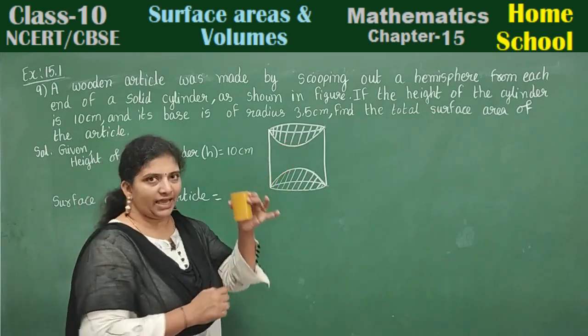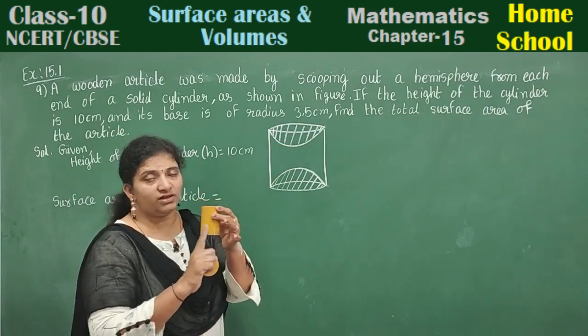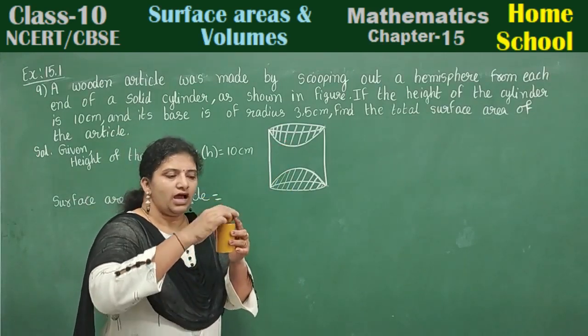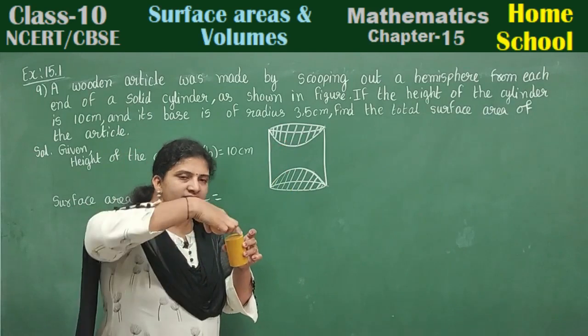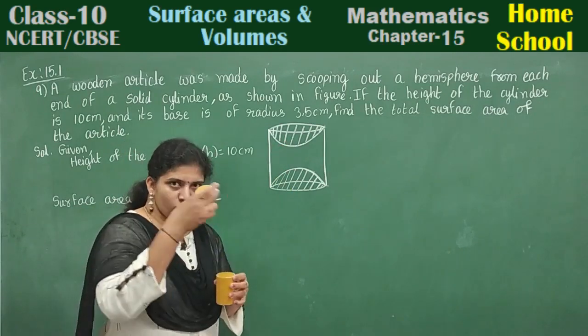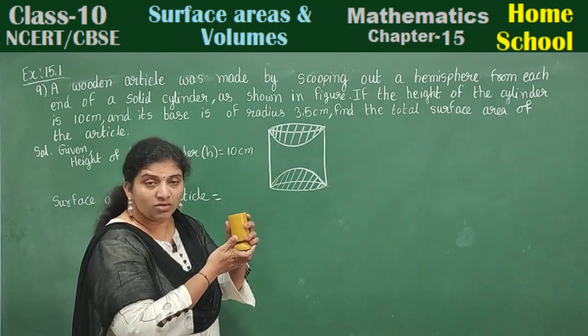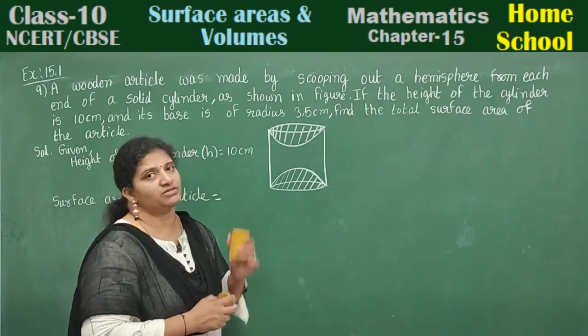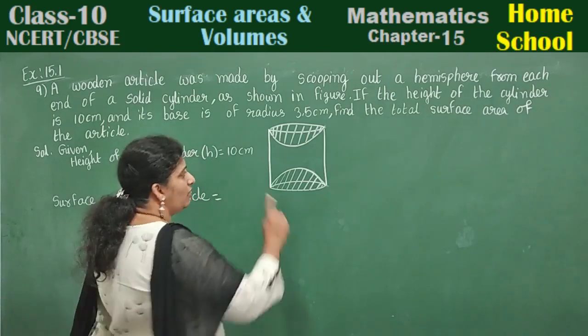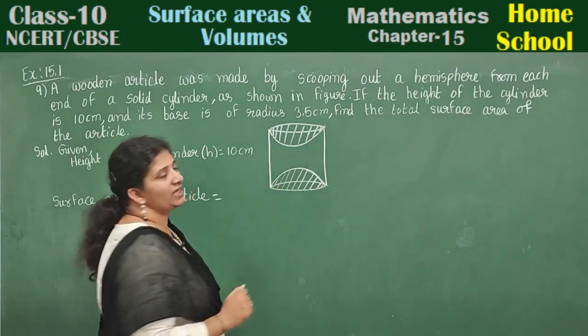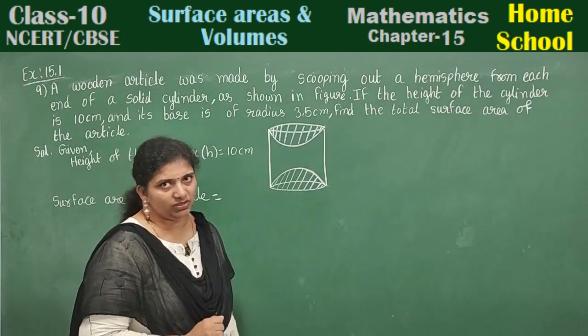See carefully, children, the outer surface area will be as it is and the top won't be there. Inside, a hemisphere is scooped out, and from the bottom one more solid hemisphere is scooped out. Then what is the remaining surface area is the question.